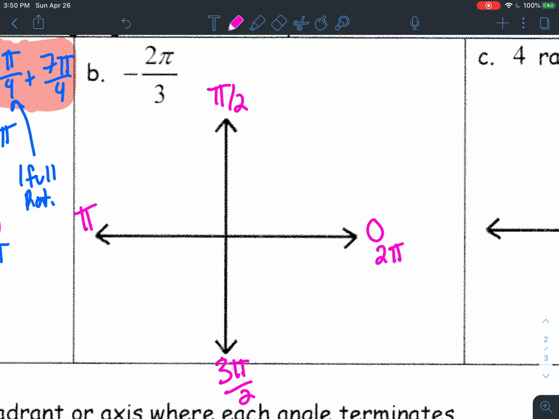So if one full rotation is 2 pi, half of the rotation would be pi. If I'm splitting this top rotation up into thirds, it would be approximately that. Not quite perfect, but for our approximations, close enough. Let's try and straighten that out a little bit better.